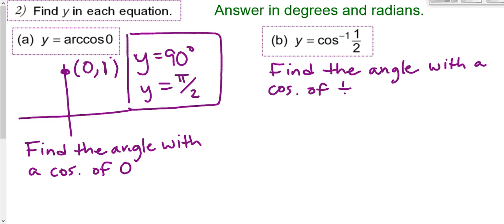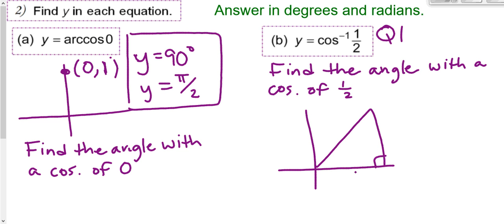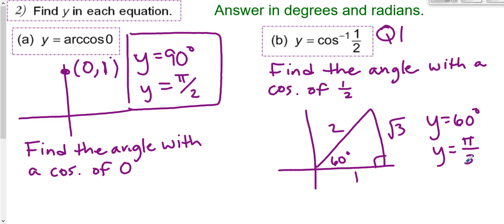One half is positive, cosine is positive in quadrant 1. Draw the reference triangle in quadrant 1. Adjacent over hypotenuse, 1 over 2. Okay, so there's our 30, 60, 90. And so we know that that one's going to be a 60-degree reference angle. And so the angle is 60 degrees. Or if we put that into radians, we get pi over 3. Okay, let's do one more.